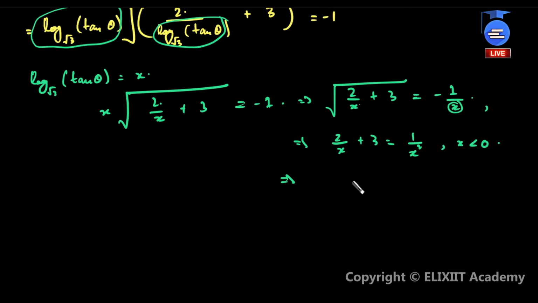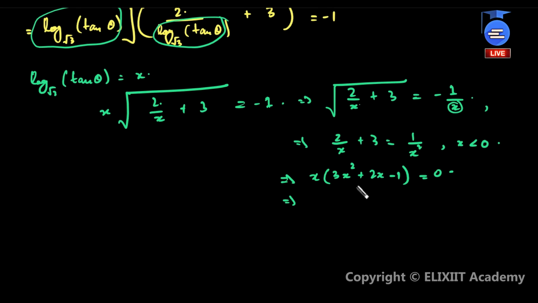Okay, so let's simplify this. This will turn out to be a cubic equation, I think. If you simplify, cross multiply, here we have x times (3x square plus 2x minus 1) is equal to 0. So from here x is negative. Be very careful, x cannot be positive. x has to be negative.